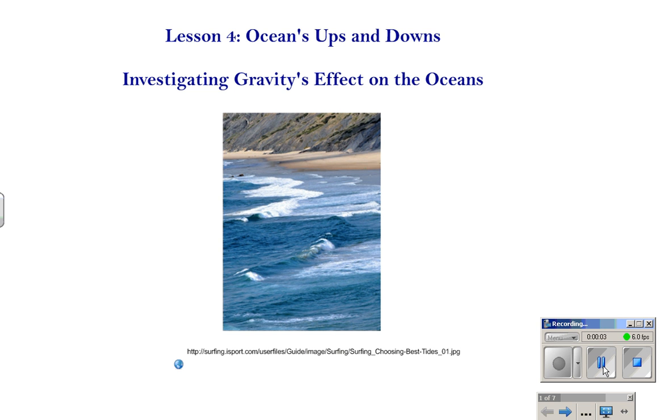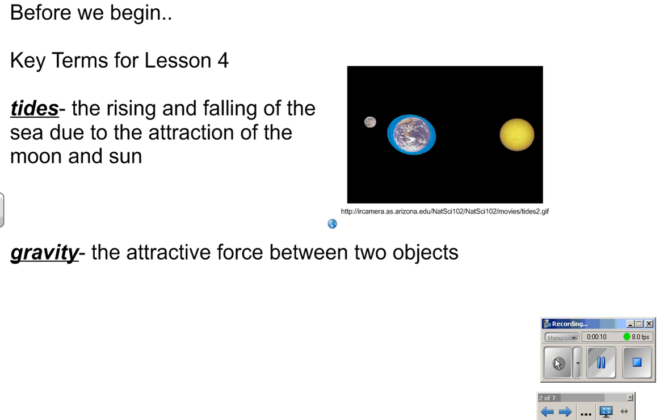Lesson 4, Ocean's Ups and Downs, Investigating Gravity's Effect on the Oceans. Before we begin, let's look at some key terms for Lesson 4.